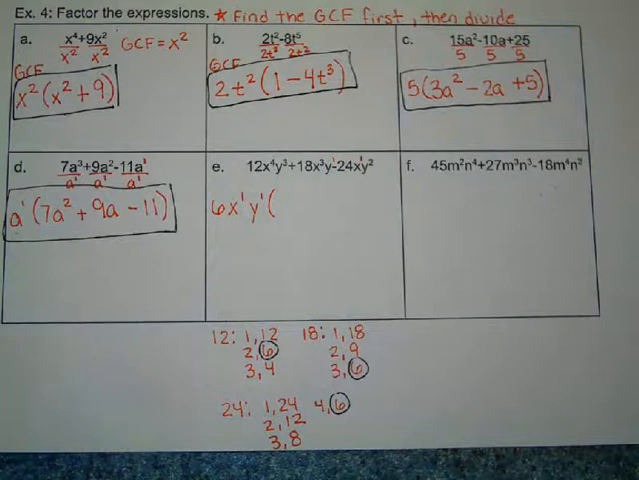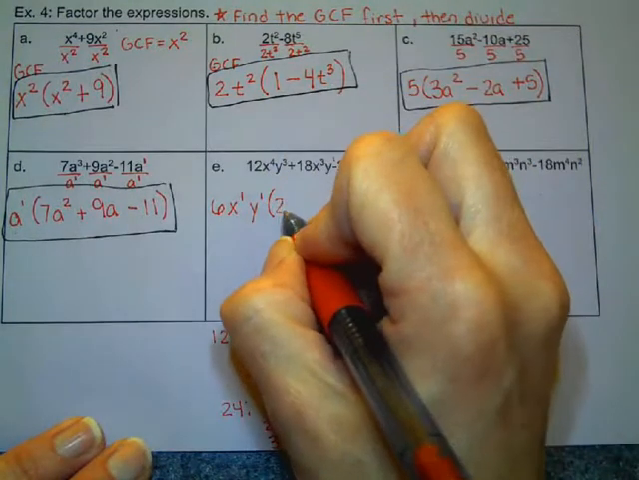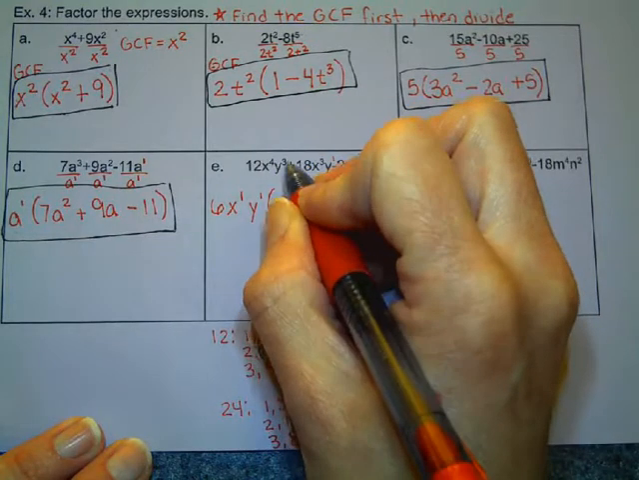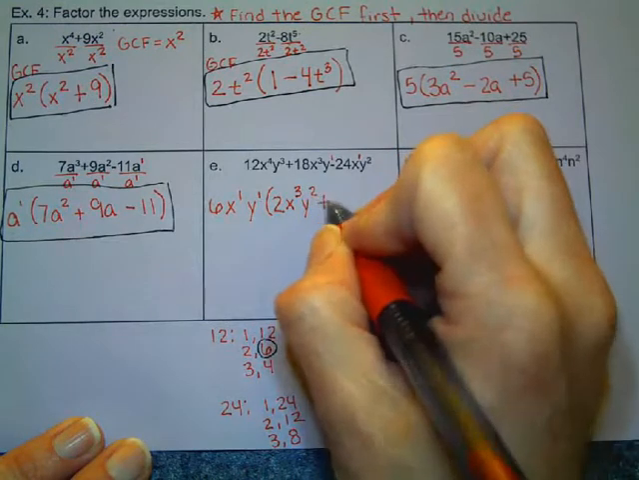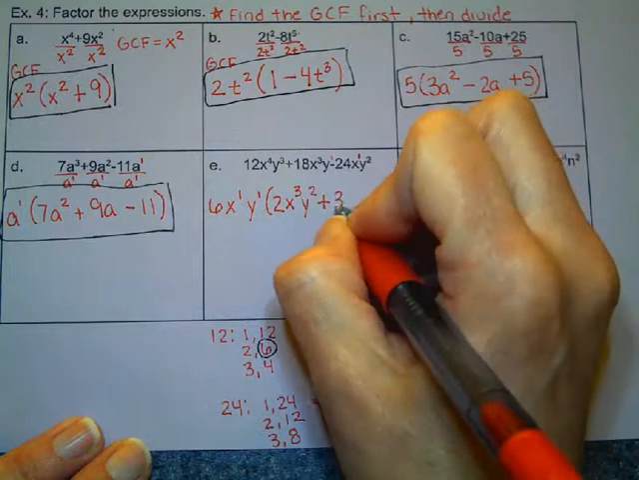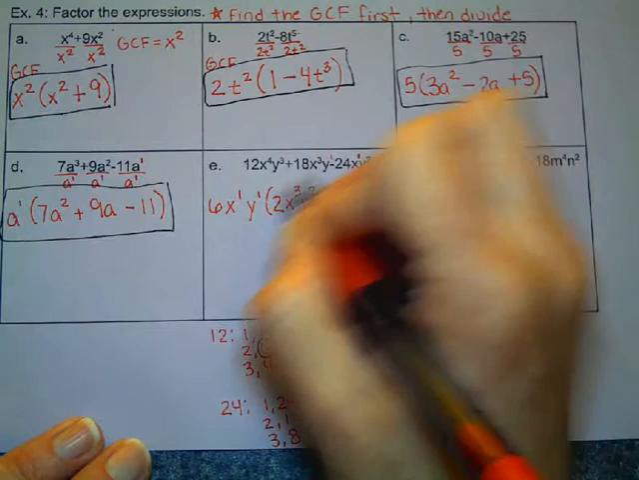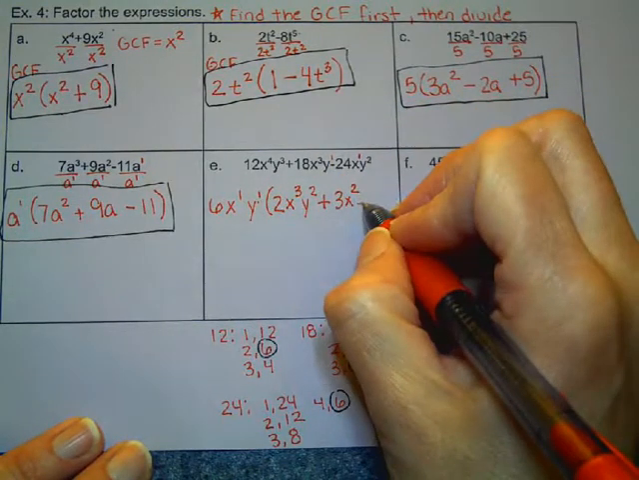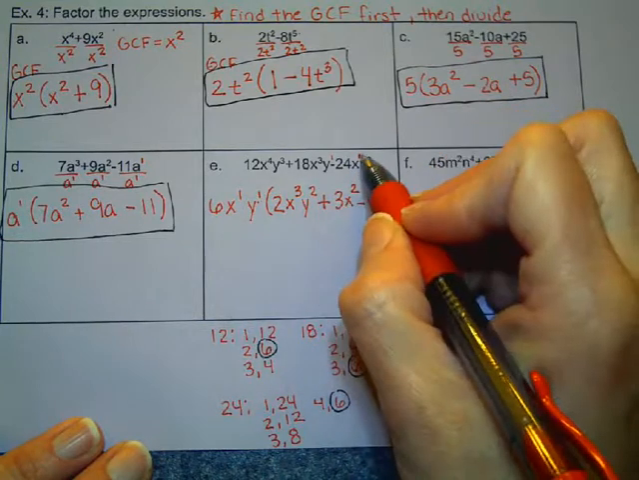So, 12 divided by 6 is 2. 4 minus 1 means there are 3 x's left. 3 minus 1 means there are 2 y's left. 18 divided by 6 would be 3. 3 minus 1, there are 2 x's left. 1 minus 1 means there's no y's. Bring down your minus sign. And 24 divided by 6 is 4. On the x's, 1 minus 1 is 0. We have no x's. 2 minus 1 is 1.